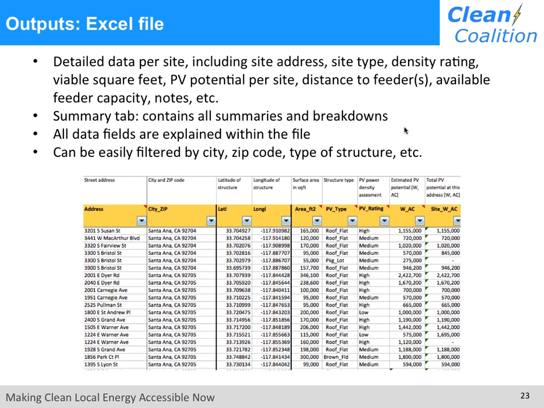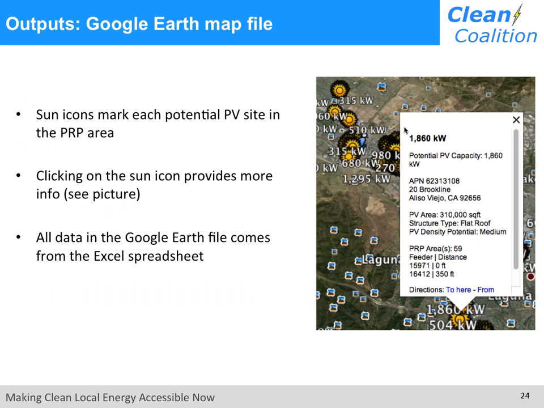And then just to give you an example of the outputs: one of the outputs is the Excel file. This is detailed data per site, including the site address, the site type, the density rating, the viable square feet that we measured, the PV potential per site, and the distance to feeders. We also were able to get the available feeder capacity. So this helps developers know that if there's a particular amount of capacity, that might be an easier place to get an interconnection approved versus places where their capacity is already filled up, essentially.